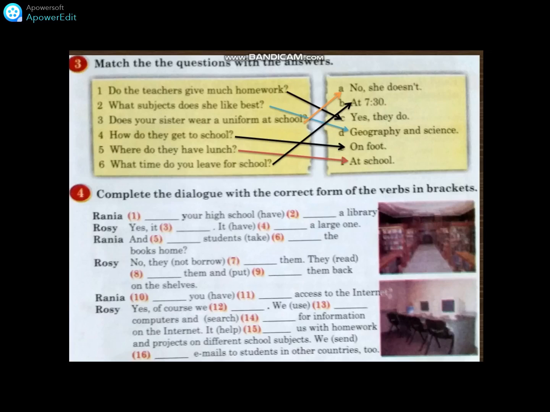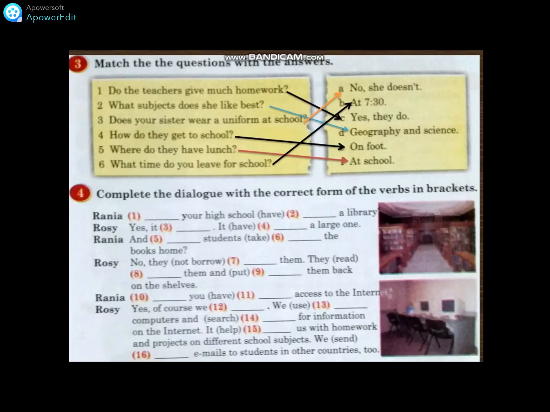Exercise number 4 now. Complete the dialogue with the correct form of the verb in brackets. Stop the video please and do the exercise. You have verbs between brackets. Put them in the correct form. Okay, let's correct the exercise please.